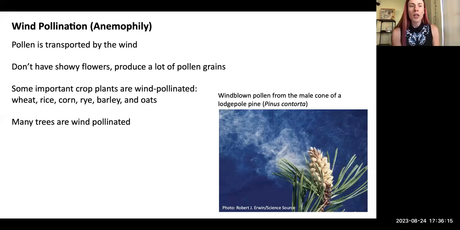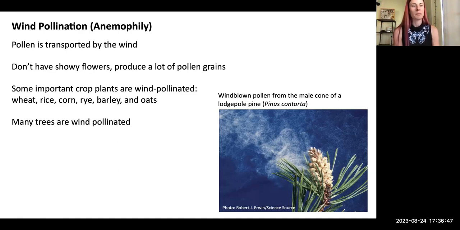So anyway, wind pollination is basically pollen that is being transported by the wind. A lot of these plants that are wind pollinated, looking at them, it's kind of interesting. They have characteristics where they don't have big showy flowers, and what they do is they produce a lot of pollen grains. You can see here in this image wind-blown pollen from the male cone of a lodgepole pine. They basically are spewing out a lot of pollen.